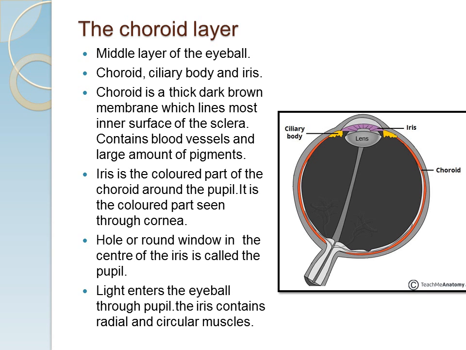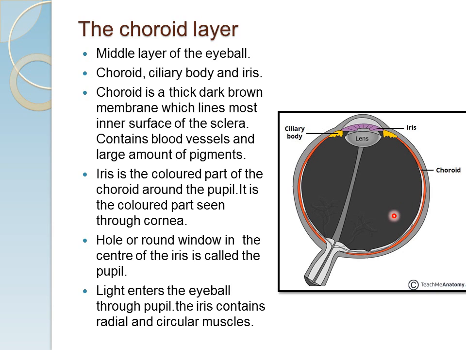Now in this slide we will be discussing the choroid layer, or the middle layer of the eyeball. The middle layer consists of the choroid, the ciliary body and the iris. Now what is the choroid? The choroid is a thin dark brown membrane which lines the inner surface of the sclera.